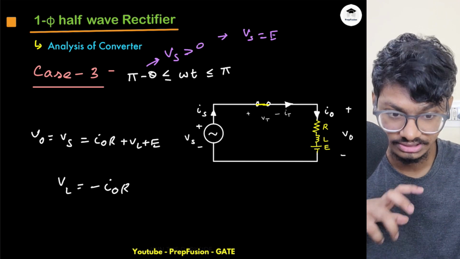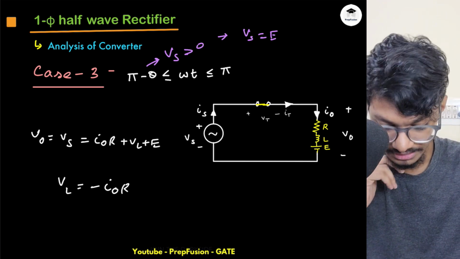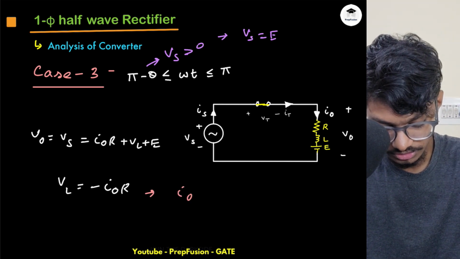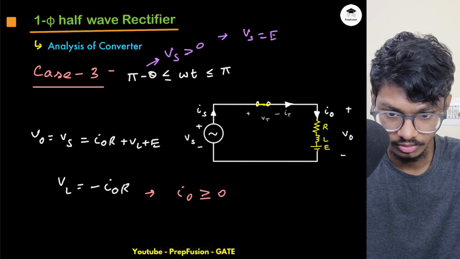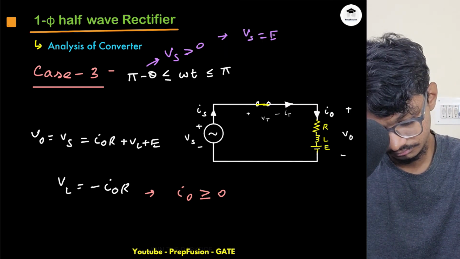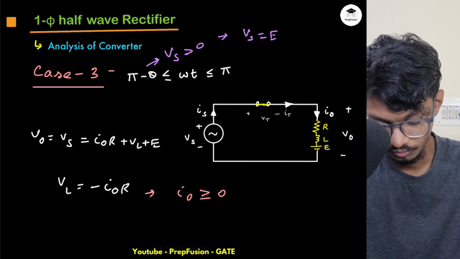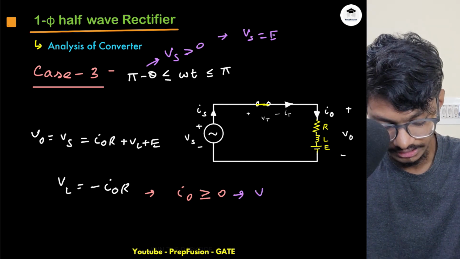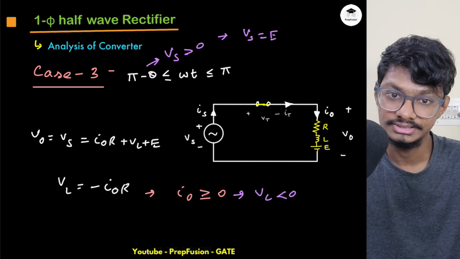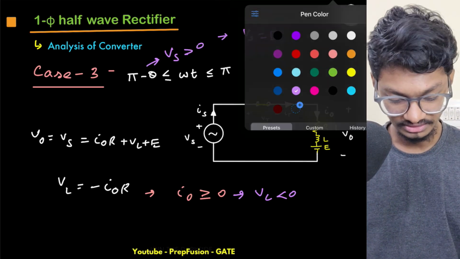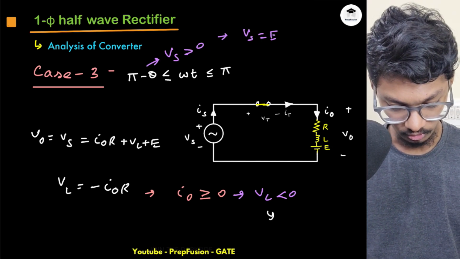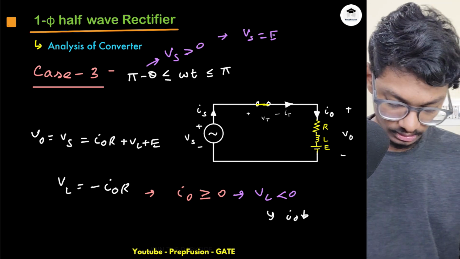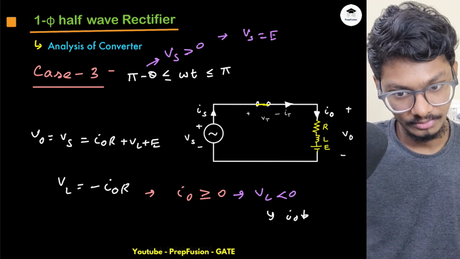So what does this mean? This means that IO can only be greater than or equal to 0. And what can I say here? From this I can deduce that VL is less than 0. That means the inductor is discharging. So here the current will obviously be reducing, because IL, or IO, will obviously reduce. And what more important point is that, will the source still supply the power? No, right?